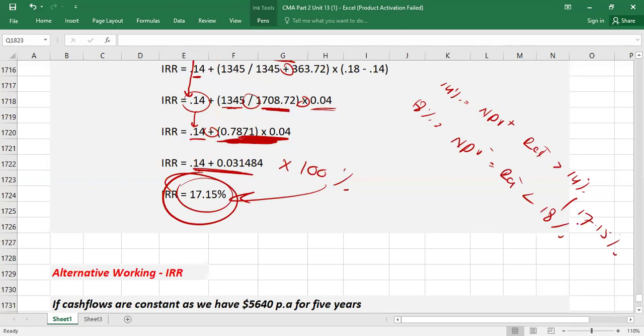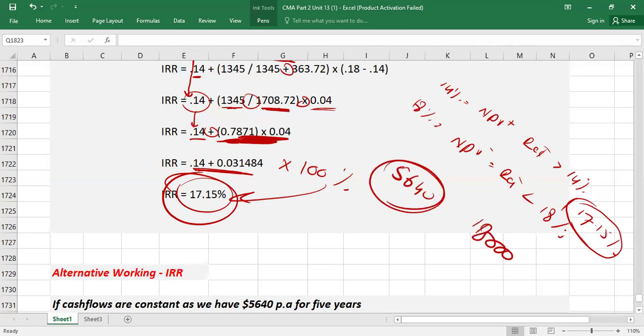Now, one more thing. It means if you will use this as a cost of capital, 17.15, like don't change the cash flows, 5640 is your annual cash flows, initial investment is 18,000. If you will discount this value at this rate now, okay, so your NPV will become zero. So this is the definition of IRR actually. You don't need to prove this, just you have to calculate IRR. Okay, I hope that is clear.